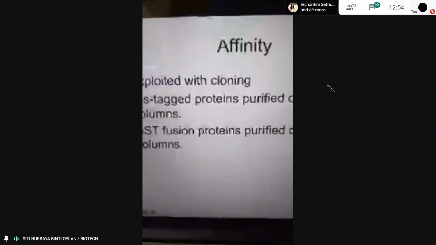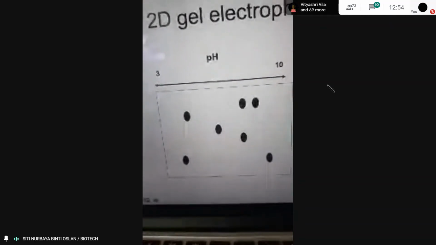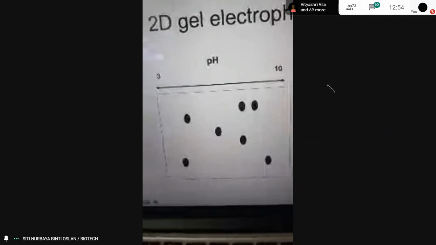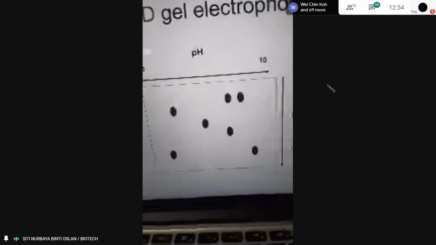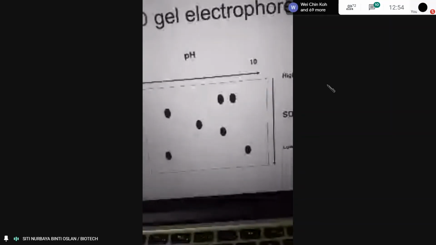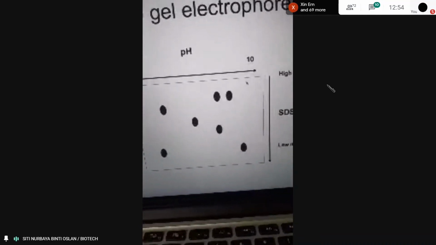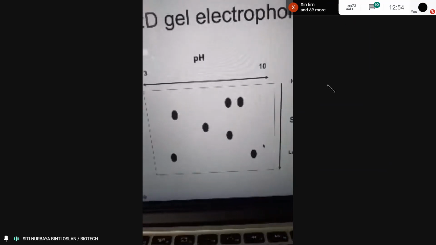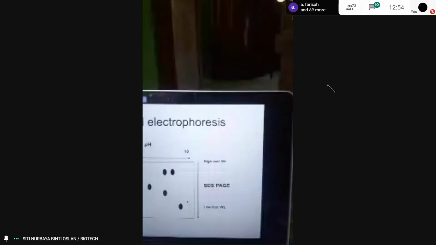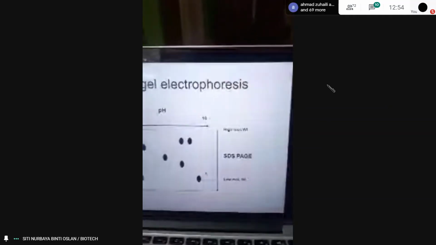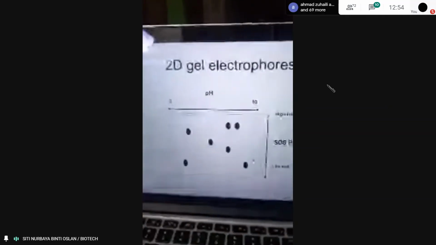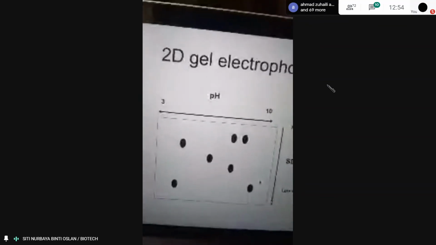Oh, this is all under native gel? No, for the 2D, it is compulsory to use SDS because with SDS we want to make sure the movement in the gel is 100% based on the size of the protein, not because of the native nature of the protein.